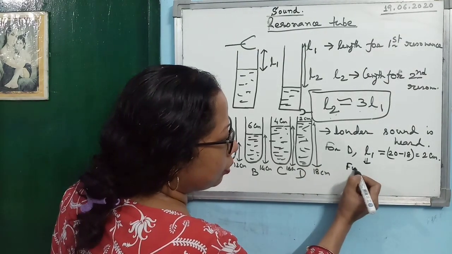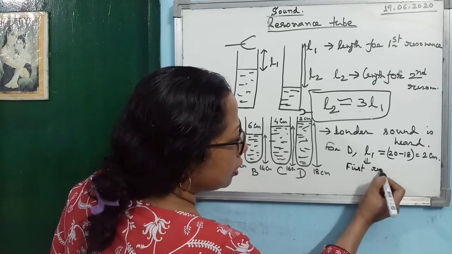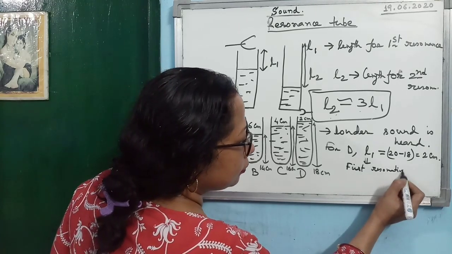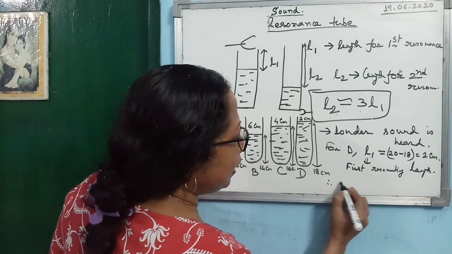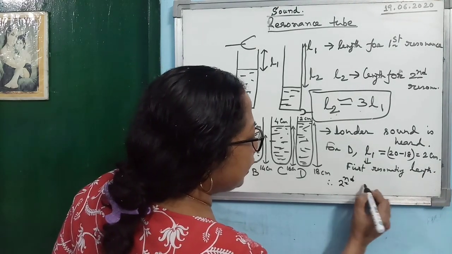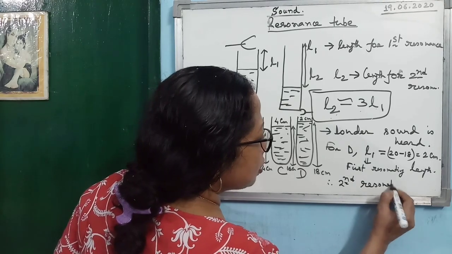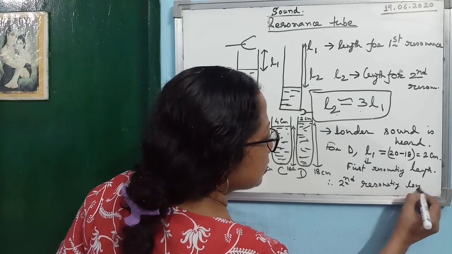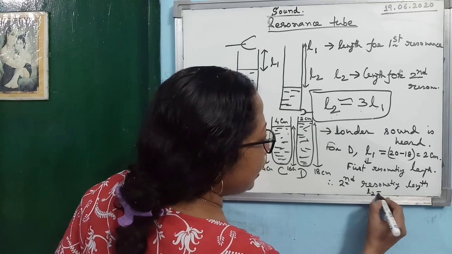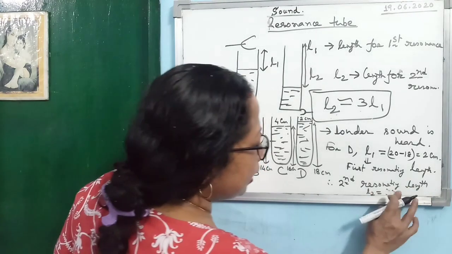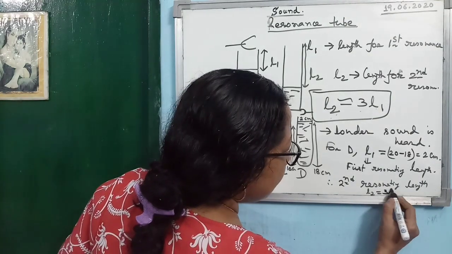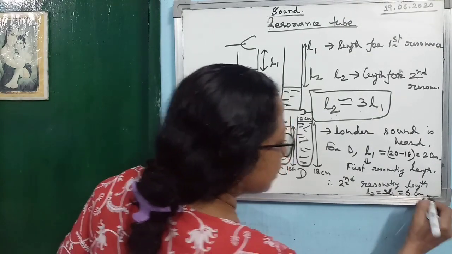So here you write down, this is the first resonating length. Is that clear? So you see, what will be the second resonating length? Second resonating length is how much? L2, 3L1, means it will be 6 centimeter, isn't it? Better to write here the relation: 3L1 equal to 6 centimeter.